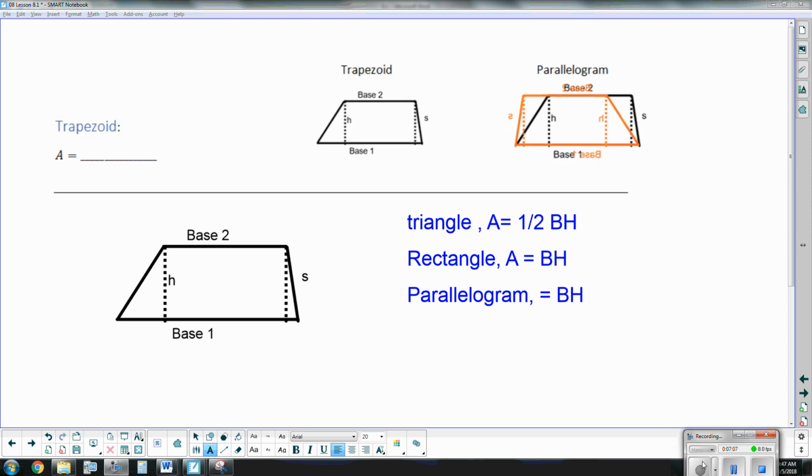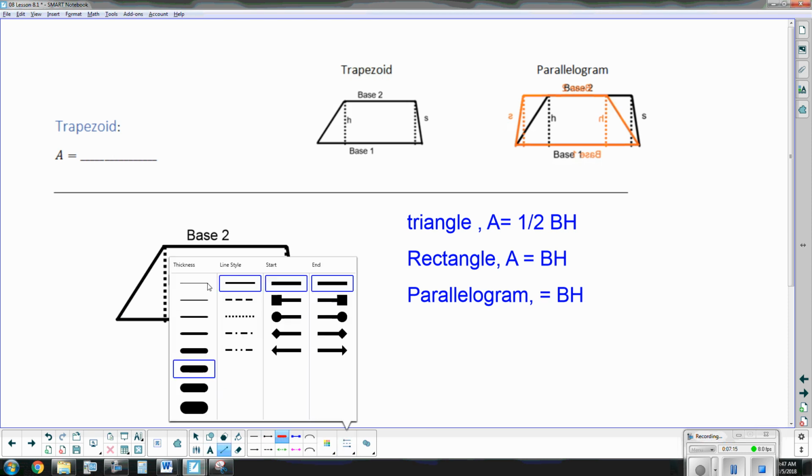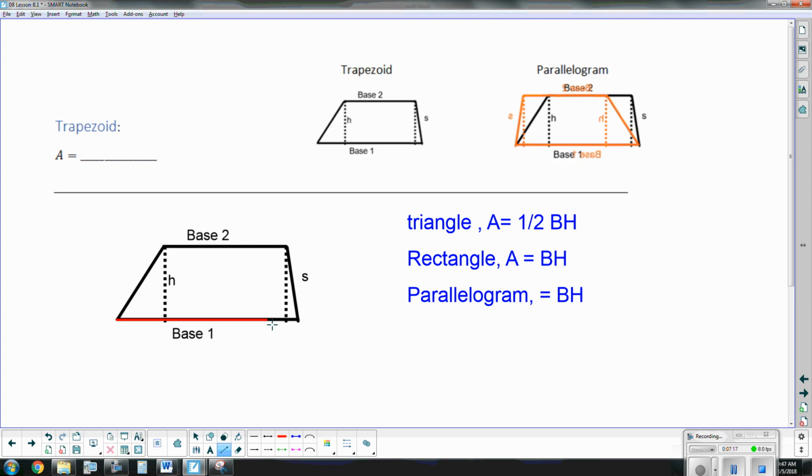Well, looking at this trapezoid, you can see that base 1 and base 2, those are different lengths. So base 1 is clearly longer in this diagram than base 2, and this is not a special trapezoid, it's just a normal trapezoid where it has one set of parallel sides, so the two bases are parallel. We have a height measurement, or we have a variable that we're using for height, and then we have a side measurement, s, that we're using as a variable for the side. So let's think about how we can rearrange this trapezoid and develop a formula.